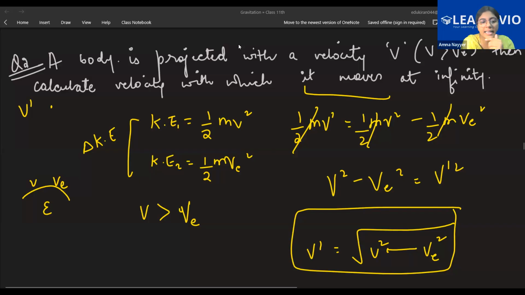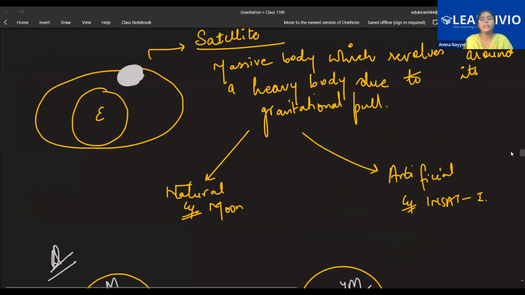Okay, let's start with satellite. So basically, what is meant by a satellite? A satellite is basically one body which revolves around another body. The body which is revolving is light in weight, and the body around which it is revolving is heavy.